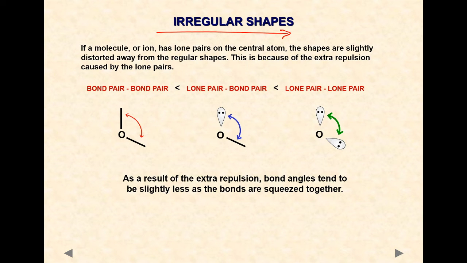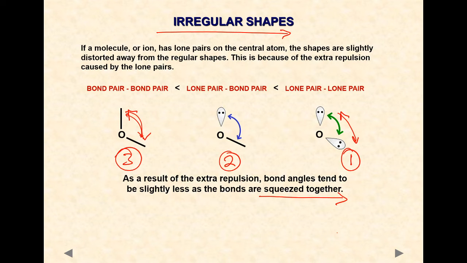The reason being the repulsion between lone pairs is more than bond pairs. So this will be number 1 in terms of repulsion, followed by this, then this will be the least. So in short, what the lone pair does is that it squeezes the molecule a bit. It distorts the structure of the molecule, and this is what you normally refer to as the irregular shapes. The repulsions are not equal, so you get extra repulsion from lone pairs. Let's look at examples.